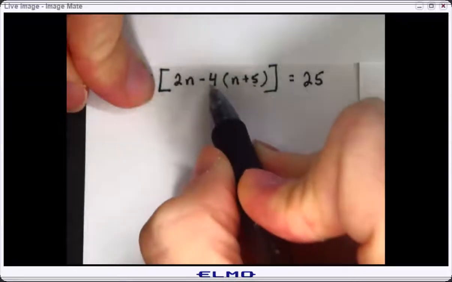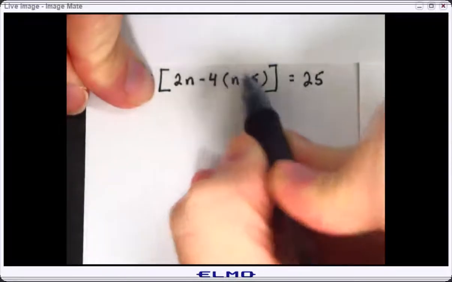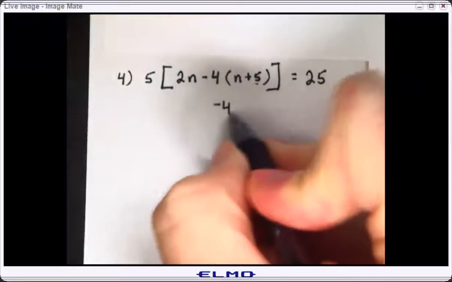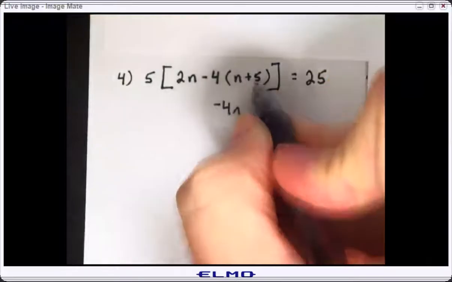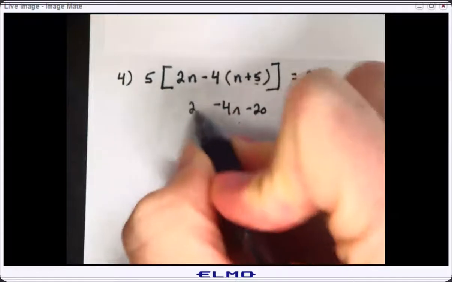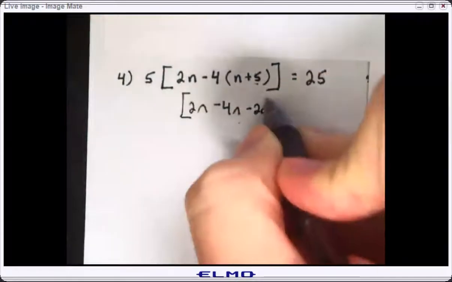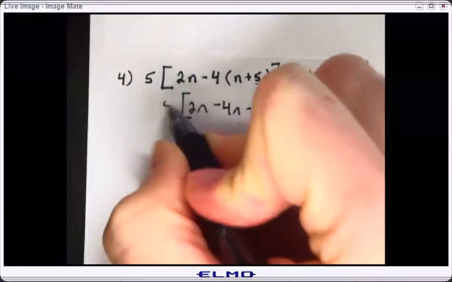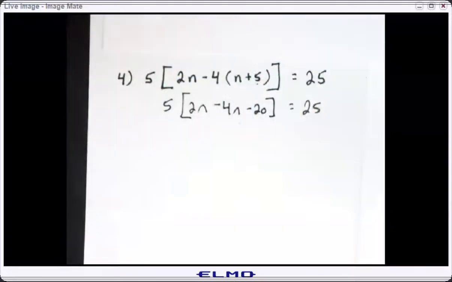And within that grouping, the first thing I need to do is distribute this negative 4. Negative 4 times n is negative 4n. Negative 4 times 5 is negative 20. I'm going to bring down this 2n, bring down my brackets. I could change them to parentheses. It doesn't matter. Bring down that 25 and bring down that distributor, that 5.